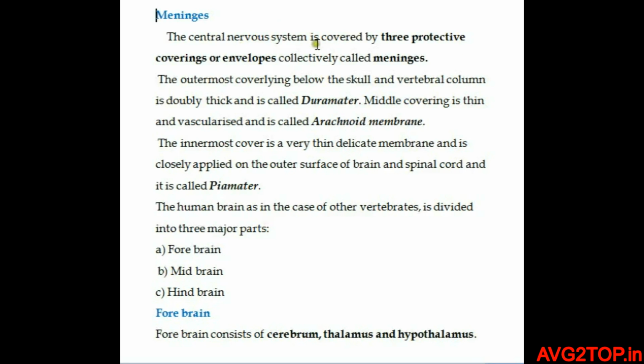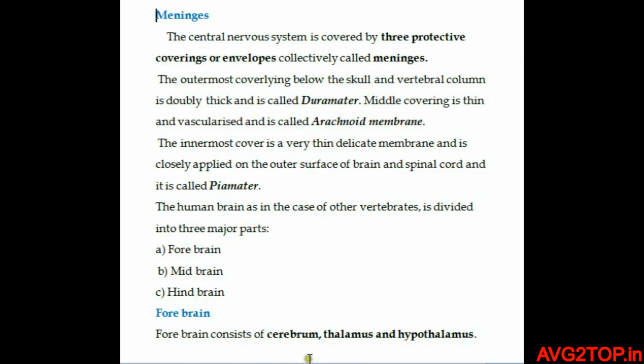The central nervous system is covered by three protective coverings or envelopes, that is called meninges. The outermost cover lying below the skull and vertebral column is double thick, that is called dura mater. The middle covering is thin and vascularized, that is called arachnoid membrane. The innermost cover is a very thin delicate membrane, that is called pia mater. And the human brain, as in the case of other vertebrates, is divided into three major parts: forebrain, midbrain, hindbrain.